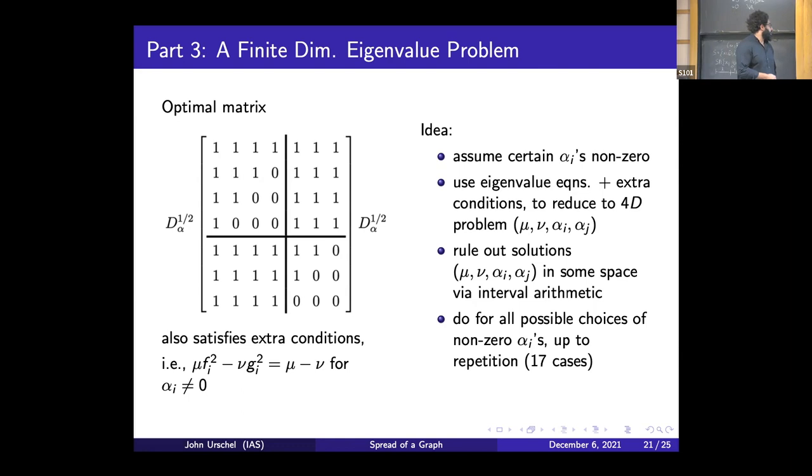And by doing this for all possible choices of non-zero alpha i's, of which there are actually not 2 to the 7, but actually 17 cases, once you remove repetition and cases which reduce to each other, you just make 17 little programs, run this in a pi interval, and away you go. You have a mathematically verified proof.